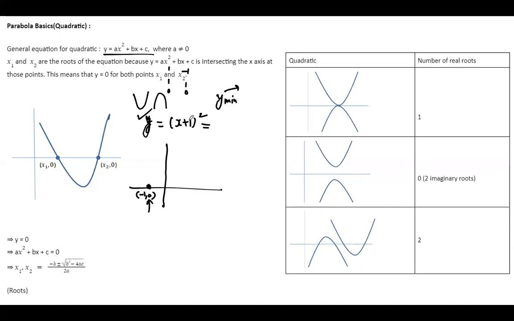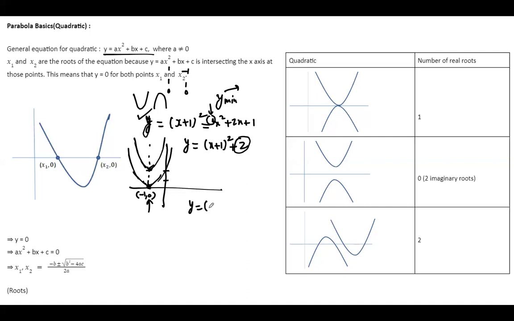The first. If you open this, you'll get x square plus 2x plus 1. What is the coefficient of x square? Positive. That means the graph's nature will be something like this. If I am saying y is equal to x plus 1 the whole square plus 2, then I just have to move this graph upward by 2 units.